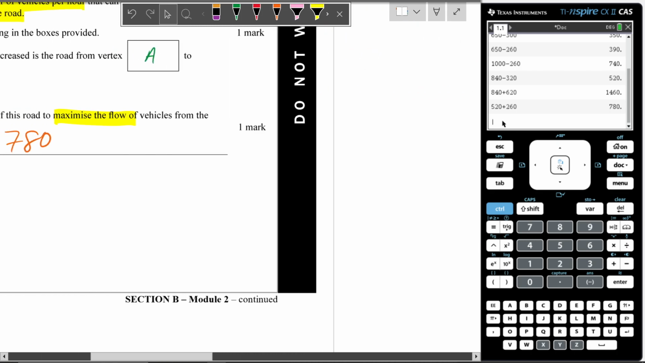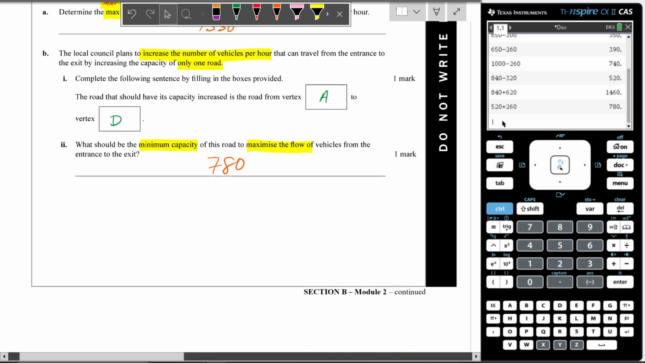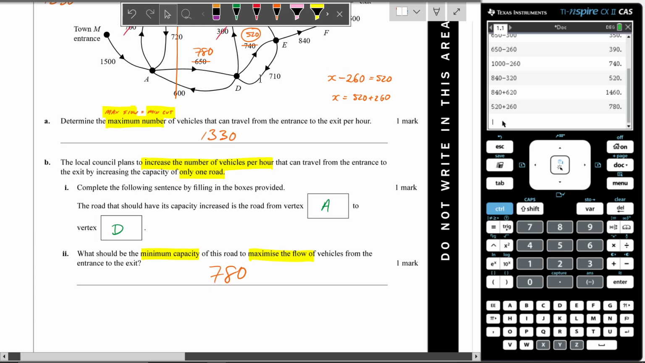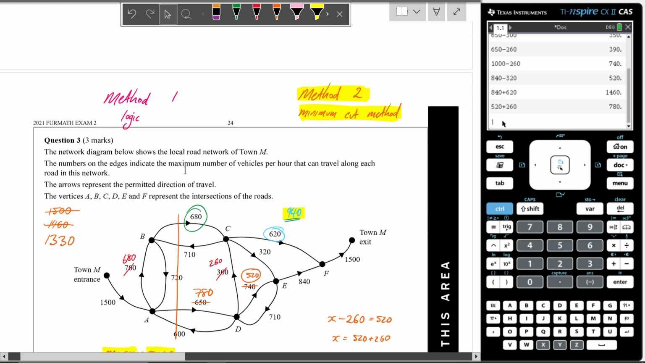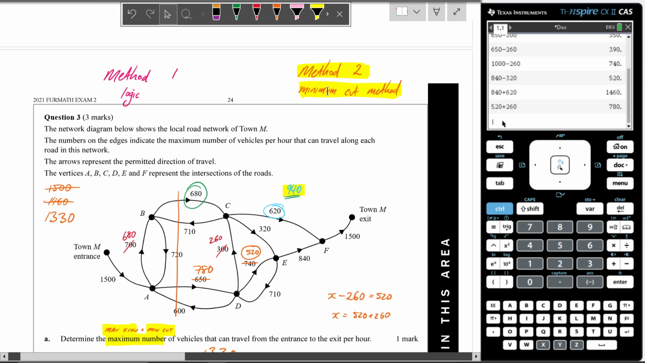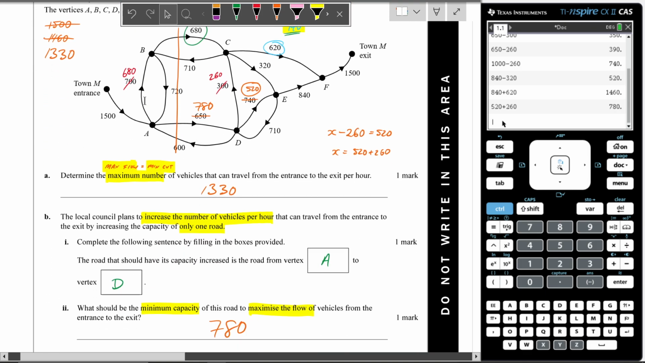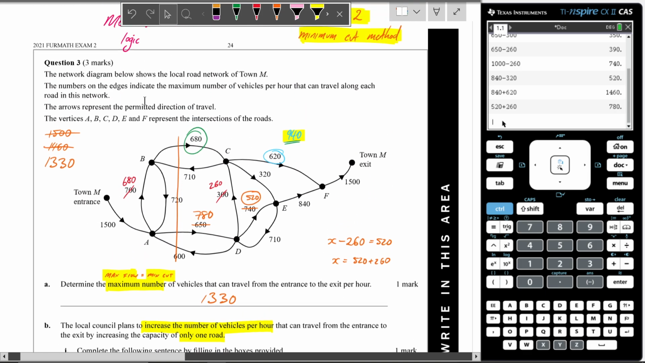Okay, let's summarize this. I feel that to get the best understanding of this question, it's important that you see both of these methods, because method 2 definitely has its advantages. Definitely has its disadvantages. Method 1 has its advantages. Which one do you like better? Which one do you think is better?